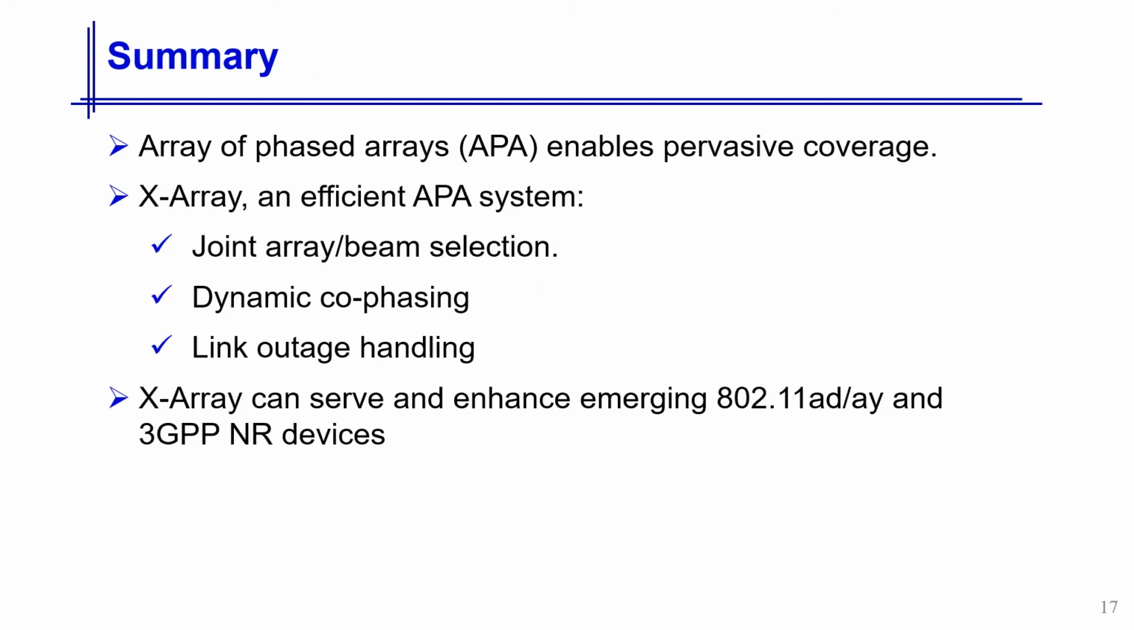In summary, we have explored APA as a new paradigm to simultaneously improve the millimeter wave coverage and link quality. Our X-ray solution framework builds on the 802.11ad standard and runs directly on commodity devices. Our experiments have verified X-ray's advantages in terms of efficiency, coverage, and the ability to rapidly recover from link outage.